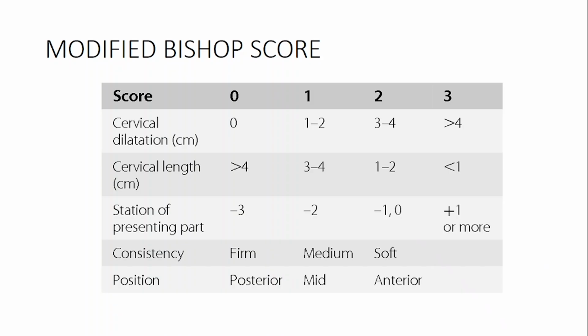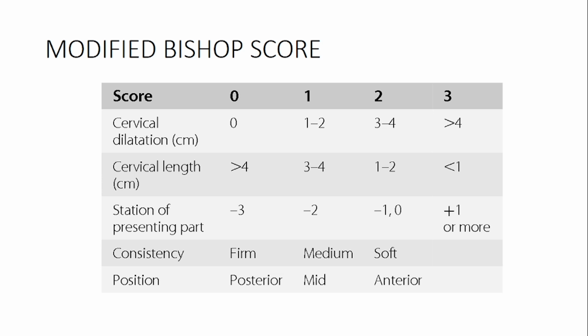You score over 3: 0, 1, 2, 3. If the cervical dilatation is 0, if the cervix is closed, it scores 0. If dilated to about 1 to 2, it scores 1. If the dilatation is about 3 to 4, she scores 2. And if cervical dilatation is greater than 4 cm, then you score 3.